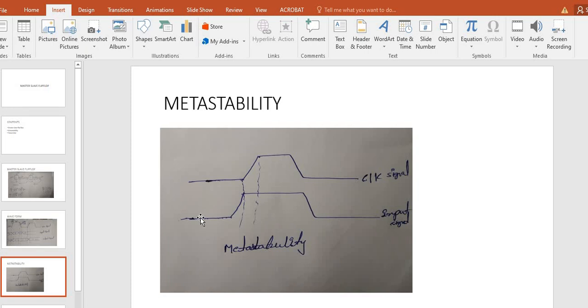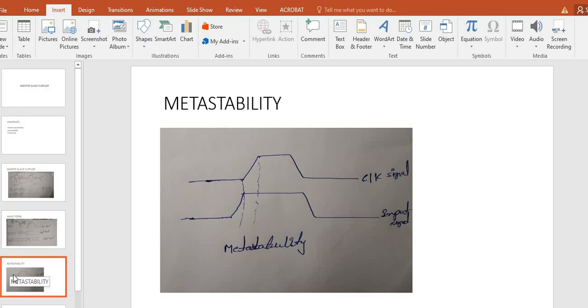Here we give only limited time to charge this capacitor. We don't give it more time. It will charge only to 0.9 volts. At that time the inverter is confused. What will happen? Will it go to 0 or 1? That confusion state is called metastability. We are not sure whether it is 0 or 1. That time is called metastability.